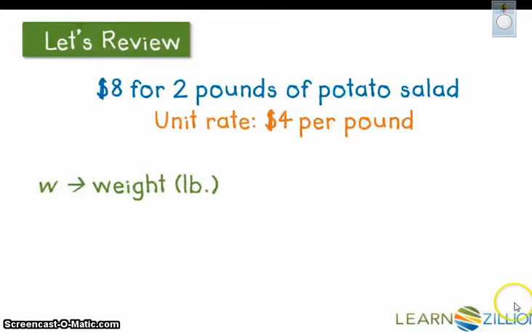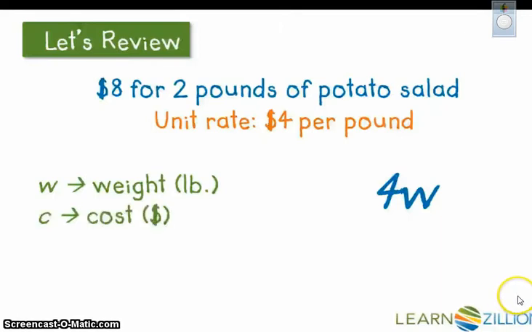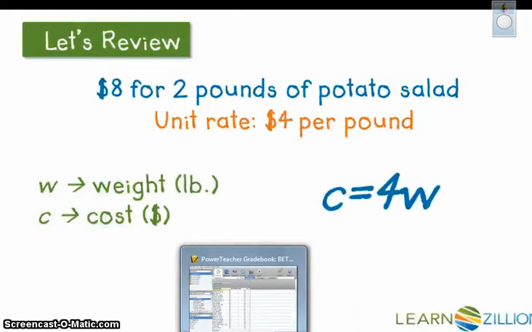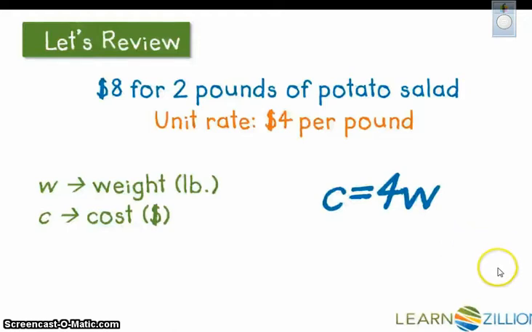To write an equation, you pick a variable for the independent quantity, which is the number of pounds. And you would need to multiply that variable by the unit rate, by 4. 4W would give you the cost of any number of pounds. You pick a second variable to represent the dependent variable, the cost in this case, and you set 4W equal to that second variable. So the equation is that the cost is equal to 4 times the number of pounds.